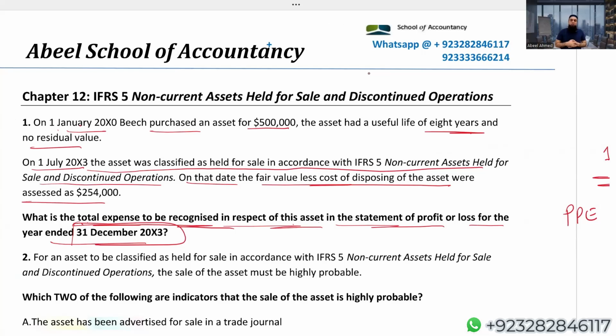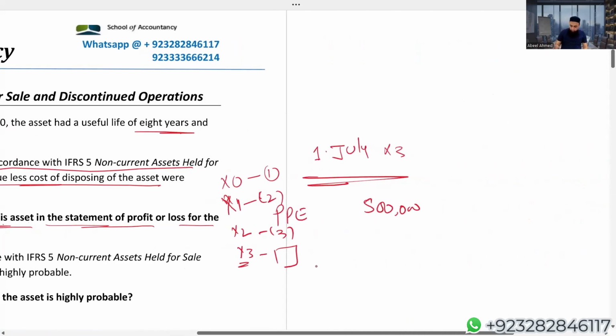So we have to first calculate the net book value. It means I have to deduct the accumulated depreciation: the entire year of X0, then X1, then X2, then 6 months of X3. So altogether the time period is 3.5 years. So before applying IFRS 5, 3.5 years have passed, which means I have to deduct the accumulated depreciation.